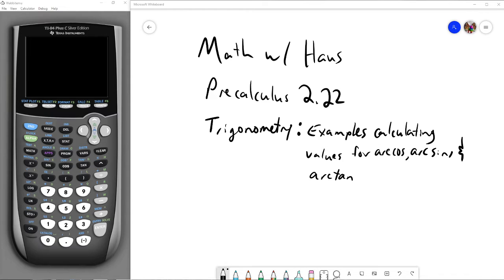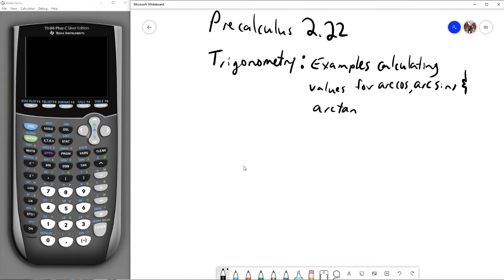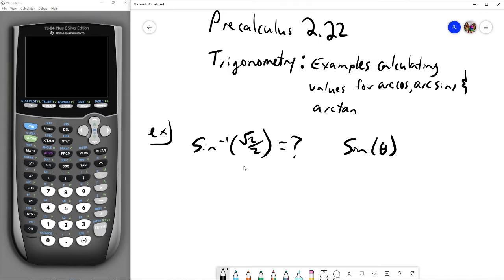We are continuing our investigation in trigonometry, and in particular, we are going to talk about how to find values for arccosine, arcsine, and arctangent. So, a common type of problem you might get is something like this. What is arcsine of square root 2 over 2? This is our first example. Well, this is the same as asking sine of what angle theta gives you square root 2 over 2.